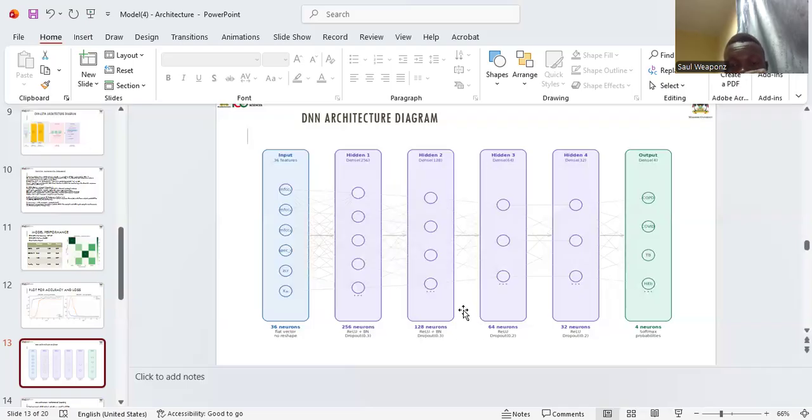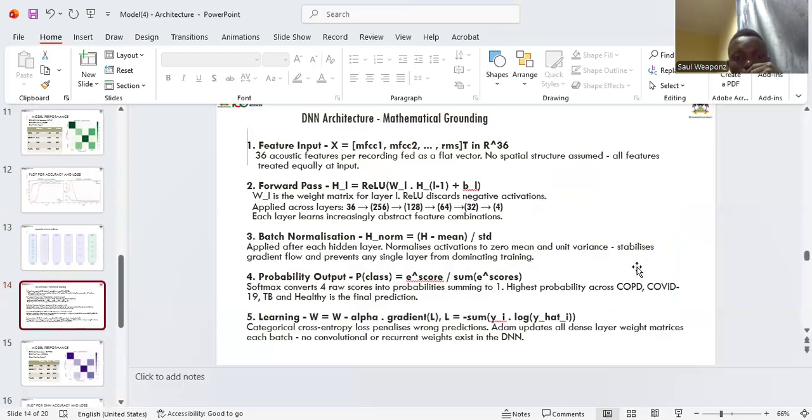Yeah, so from there you see that progressive compression also occurs. From the 128 we are coming to half of that, which is the 64. Then from there to the 32 and then to the 4 neurons. So this will output the probabilities for these classes. Yeah, so this is the mathematical grounding of the model, which is just in line with what I just described on the architectural diagram.